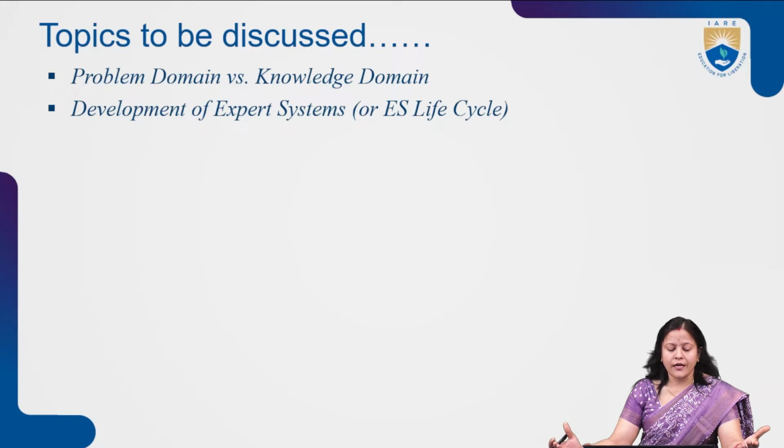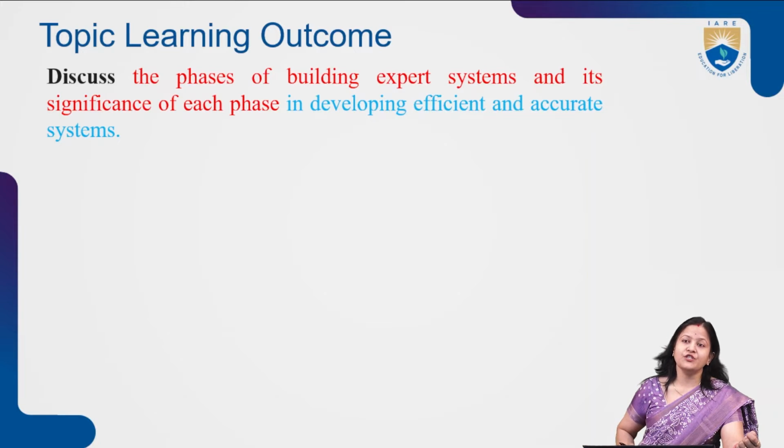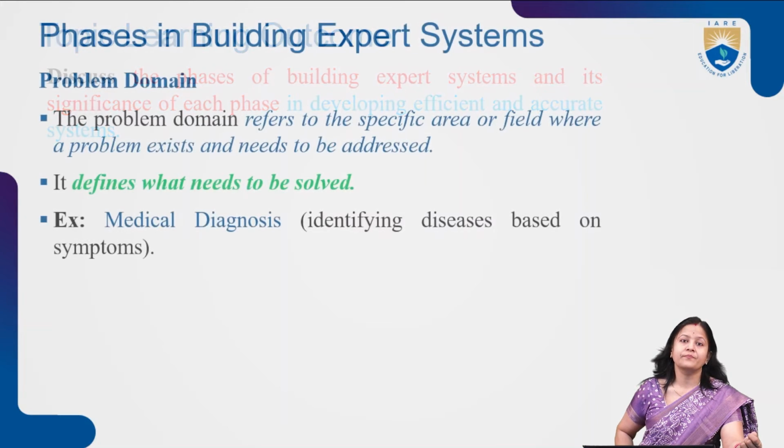First, I will explain the meaning of the problem domain versus the knowledge domain. Then we will go to expert system development, or the expert system life cycle. This is the learning outcome for this topic: after completion, students can discuss the phases of building expert systems and their significance in developing efficient and accurate systems.